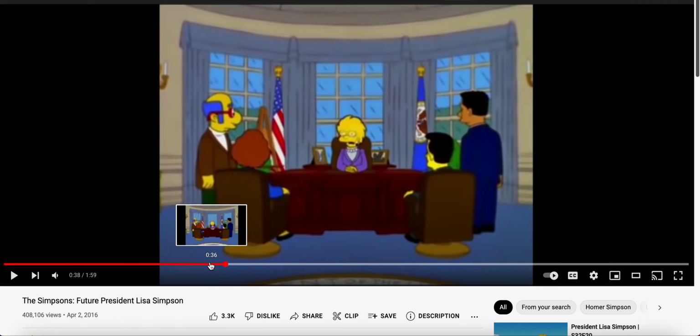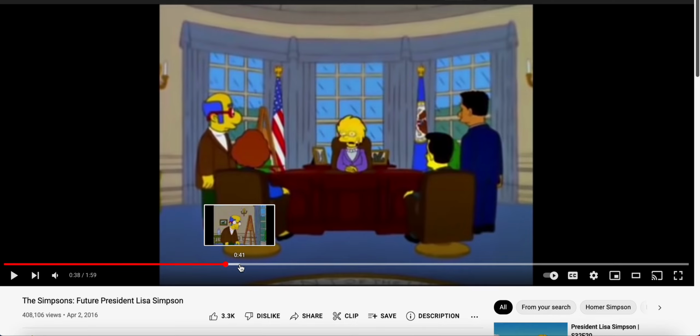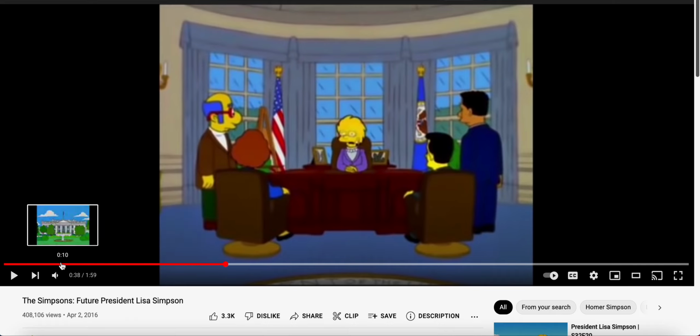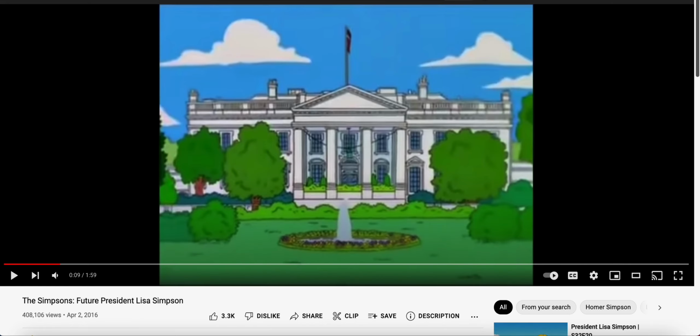Here, let me actually show you. There is a quick overview of the White House. You see right there? Now, if you compare that, very similar, right?